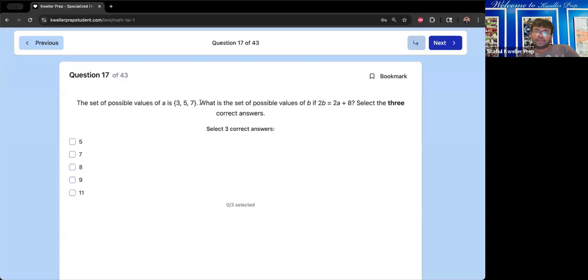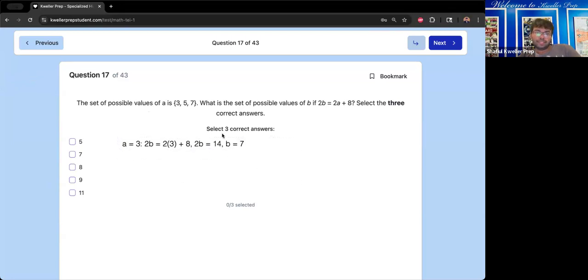The set of possible values of A is 3, 5, 7. What's the set of possible values of B? Here you just have to plug in all the values of A. So A is either equal to 3, 5, or 7. If A is equal to 3, 2B equals 2 times 3 plus 8. 2B is equal to 6 plus 8, which is 14. B is equal to 7.